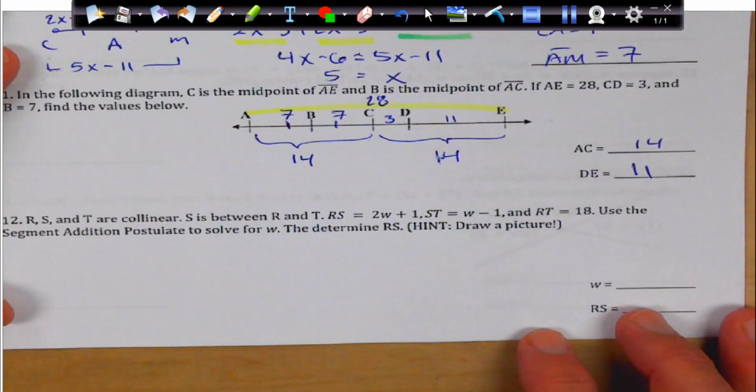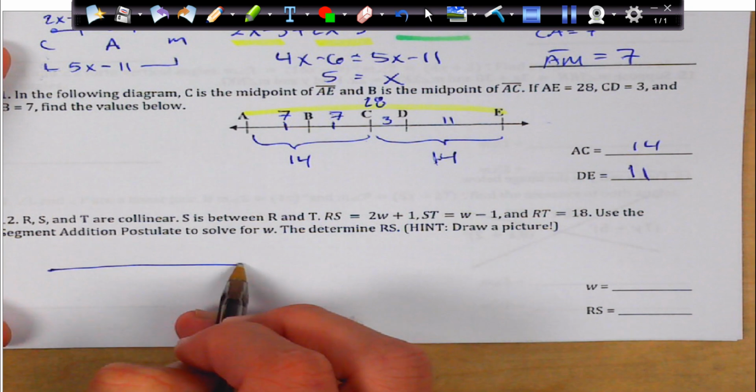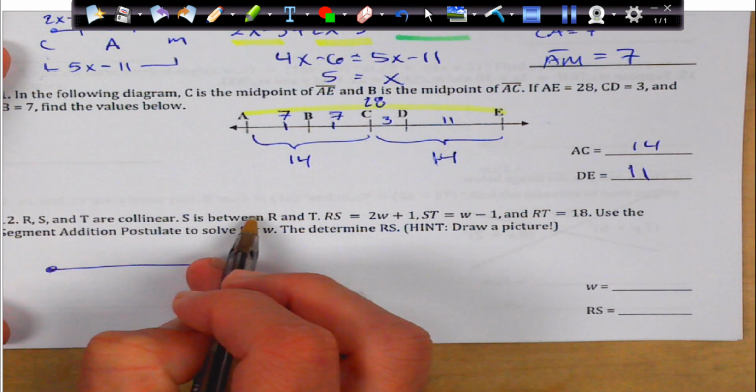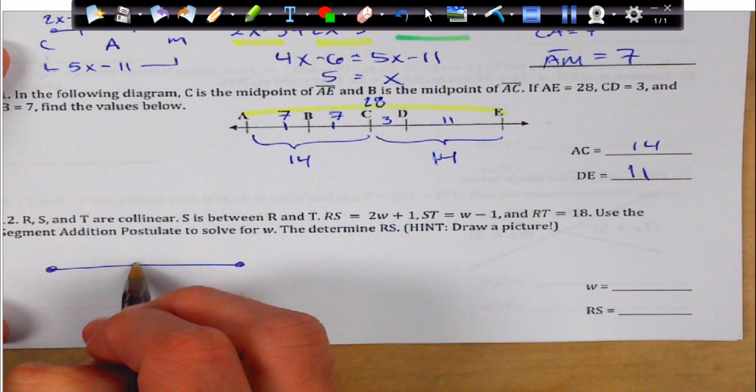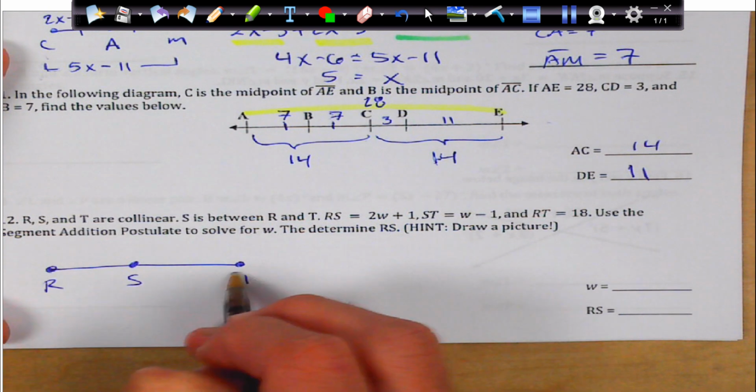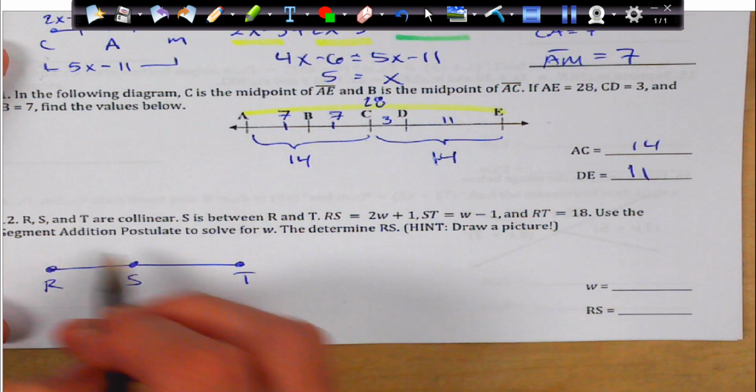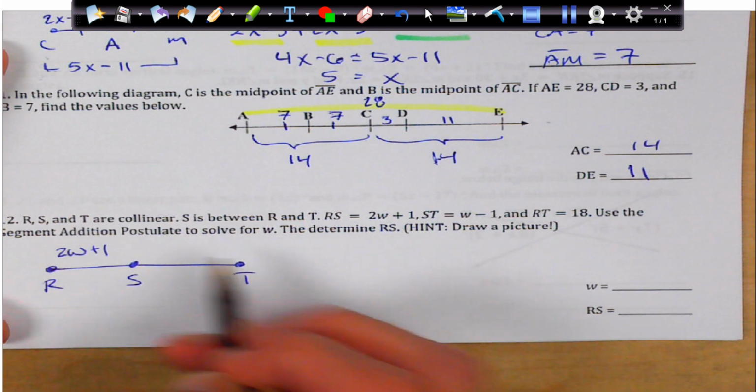R, S, T are collinear. That means they're on the same line. And it says S is between R and T. So we know S is somewhere here. R and T is like this. We have RS is 2W plus 1.